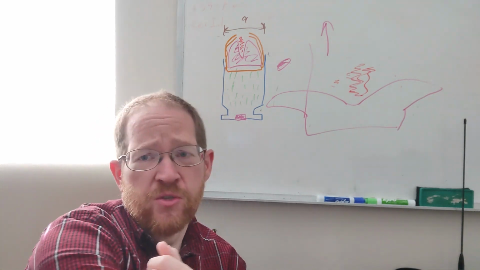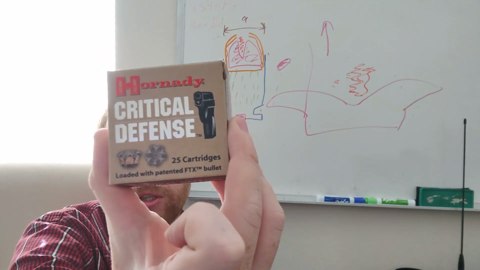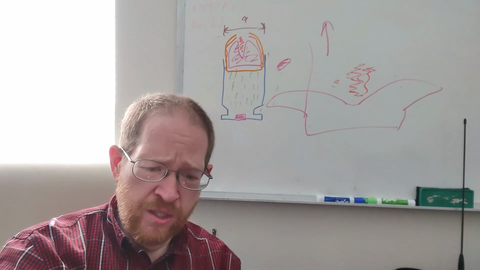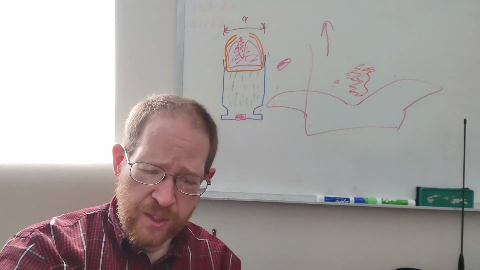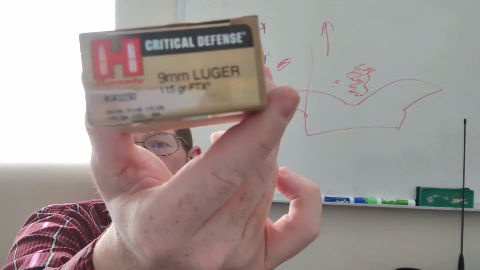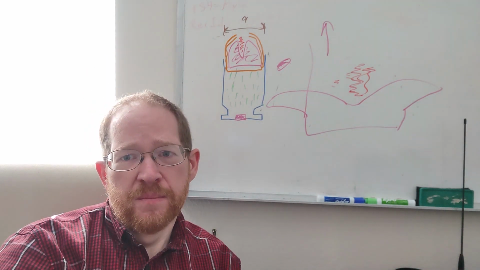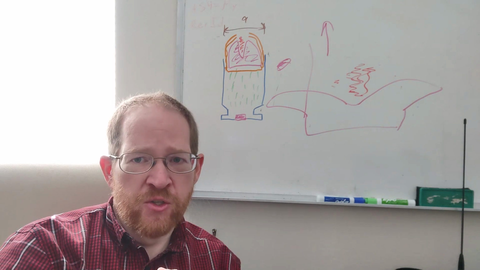Frankly, if you want a suggestion, this is what I usually carry. It's Hornady Critical Defense, and I think it's 105 grain. It's a really light bullet, 115 grain. Grain is the weight of the bullet. It's just a unit for measuring weight.